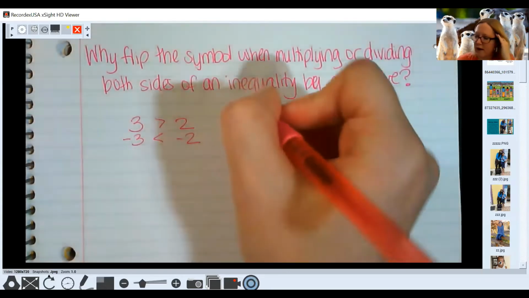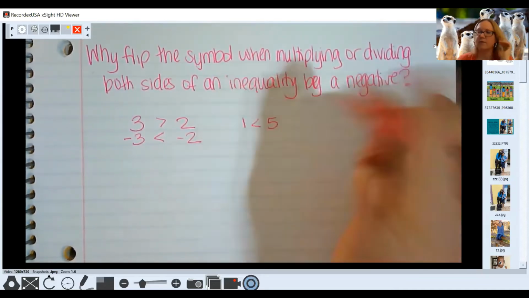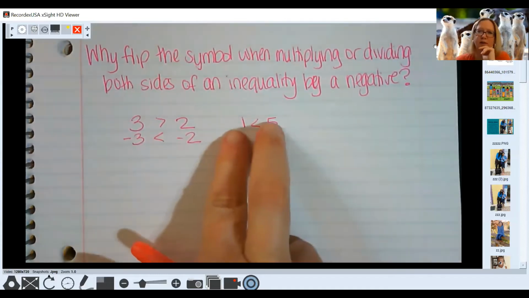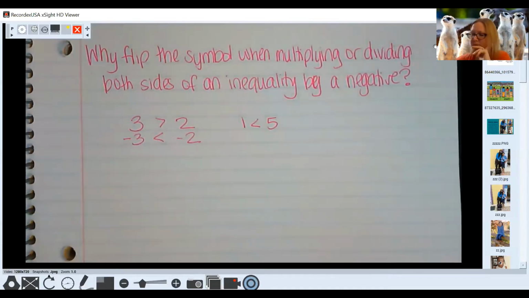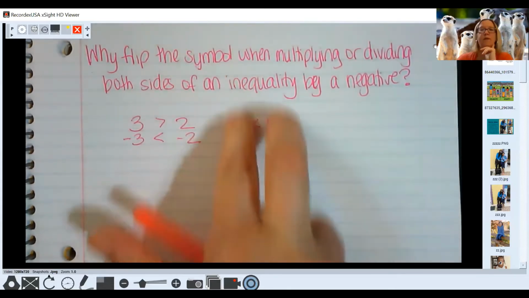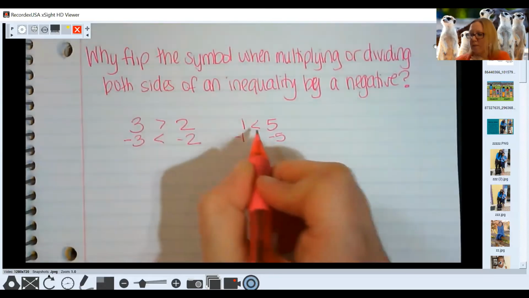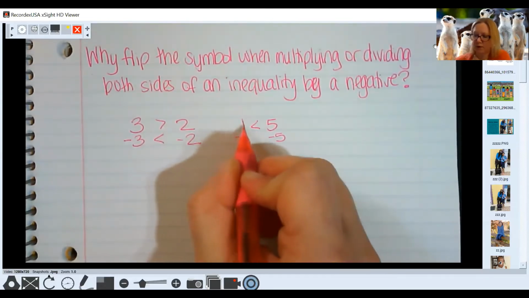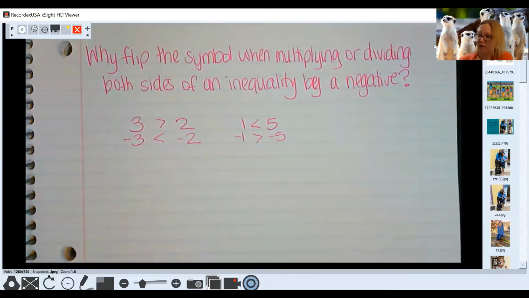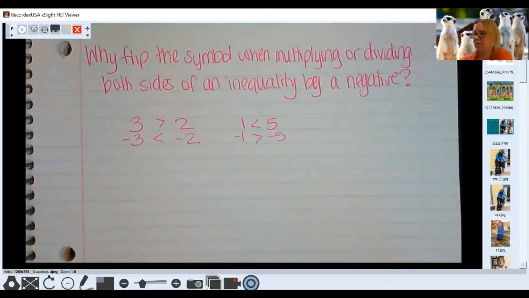Another example, if I had, say, 1 is less than 5. If I multiply both of these values by -1, I get -1 and -5. Since those are opposites, that whole entire statement becomes the opposite. So the opposite of 1 is -1, the opposite of less than is greater than, the opposite of 5 is -5. And again, we know that this statement is also true: -1 is greater than -5.